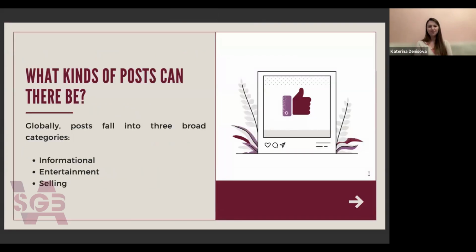Next, what we are going to discuss, what kinds of posts can there be? Globally, posts fall into 3 broad categories: informational, entertaining, and selling. And all other options are just a mixture of these 3 categories. Your post can be entertaining and informational. It can be entertaining and selling. It can be informational and selling, and etc., etc., etc. But there are no more categories, just the 3 and the mixtures of them.